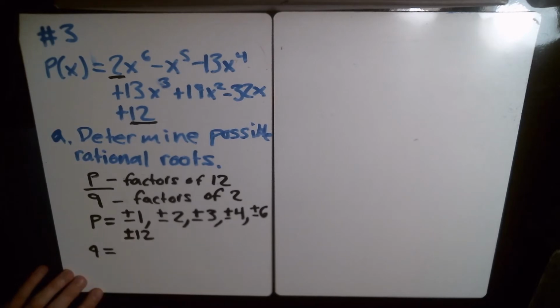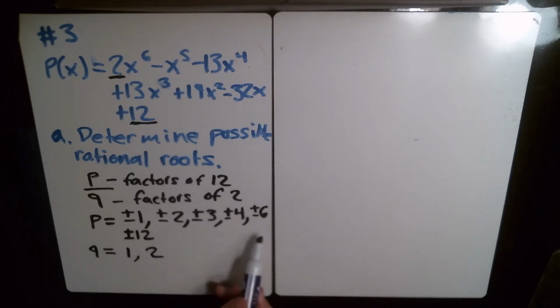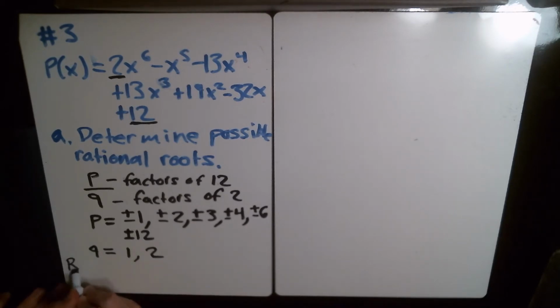Q can be any factor of 2. They could be pluses or minuses, but if you put pluses and minuses on P, you don't need to worry about them on Q. So the things that go into 2 are 1 and 2, right? Those are the only things that go in there. So the possible rational roots that we have are all possible combinations of these p's divided by these q's.